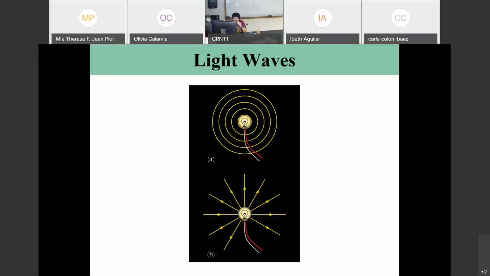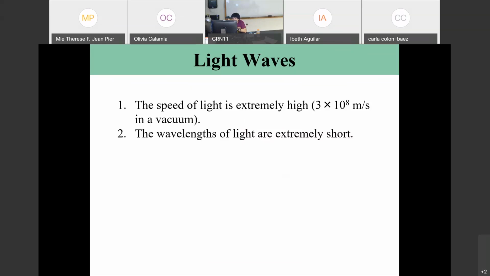So we can use ray optics. Ray optics is used to study reflection, refraction, and to determine direction. Now, the speed of light is 328 meters per second in vacuum, and the wavelengths of light are very short, in the order of nanometers, right?